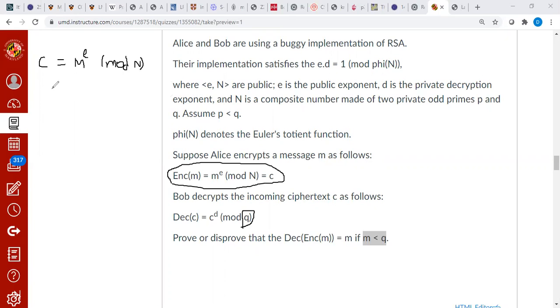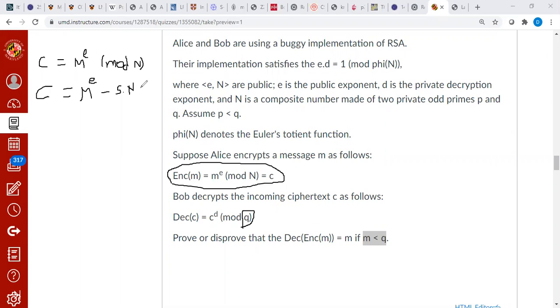Well, we can definitely rewrite it and get rid of mod N by rewriting like this. What it means is that C is nothing but some multiple, say S multiple of N. Let me rewrite it this way. C is nothing but M power E minus some constant S, we don't know what that is, times N. I think that makes sense because that is the definition of mod N, right?